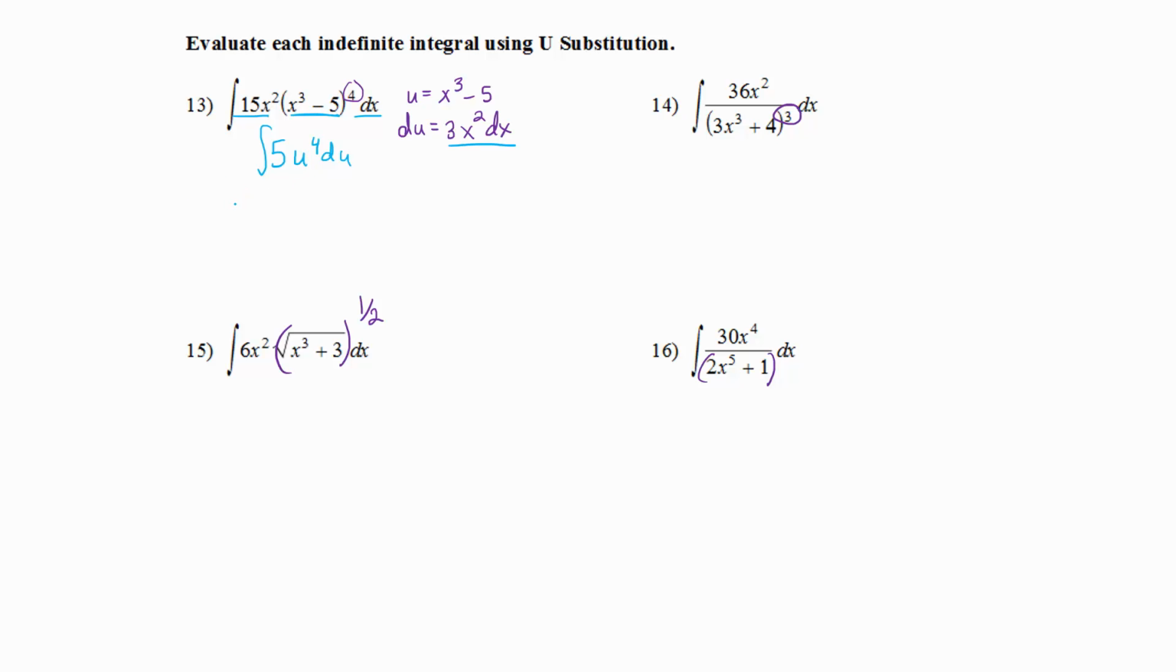Now we can use the power rule for integrals, which means add a power and divide. So you get 5u to the 5th over 5, which we'll simplify to just be u to the 5th. And because it's just u to the 5th, we'll plug u back in and get x cubed minus 5 to the 5th. And since we're not finding a number answer, since there's no numbers to plug in, we just box it and say, voila, that's our answer.